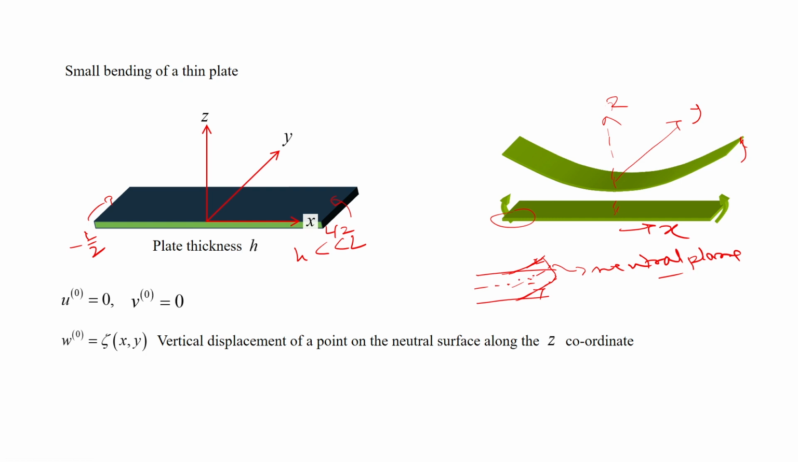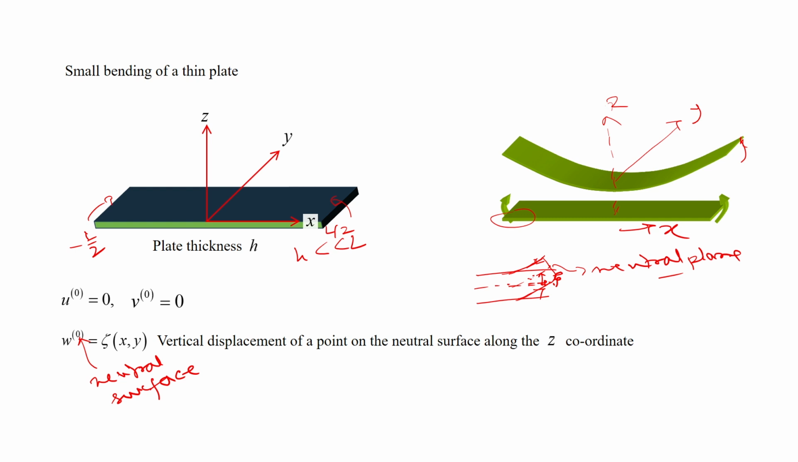Now, what is the deformation at the neutral plane? Vertical deformation. That is this zeta that we have written over here. So W is 0 here, the neutral plane, basically a neutral surface. This superscript 0 means this is the neutral surface or neutral plane, and there is a vertical displacement of this neutral plane because of this bending, as I showed here. This is given as zeta, and this zeta will depend upon x and y depending upon how it bends.